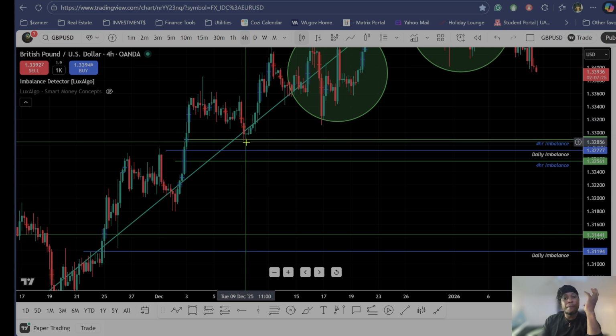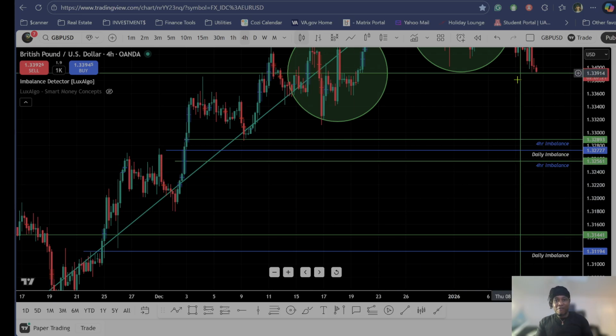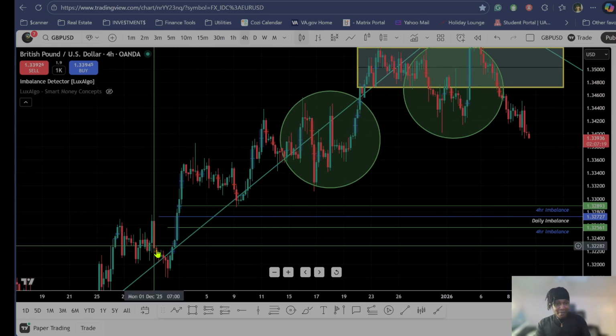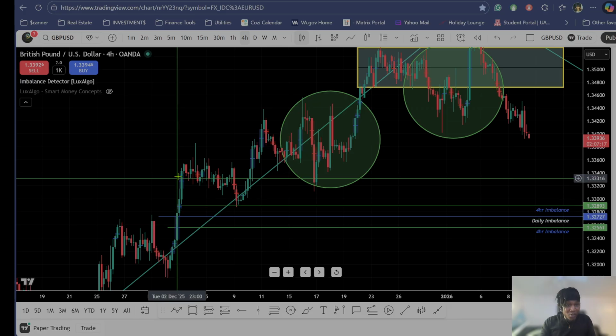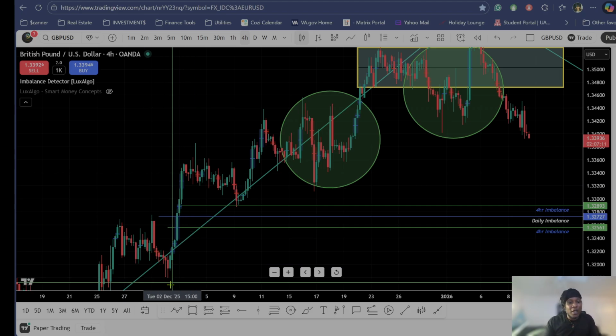So once your imbalance got touched and price reacts from it, you see how price reacted from that imbalance? So when price went up, right? That's why I tell you, you don't chase money down. You let the money come to you, right?